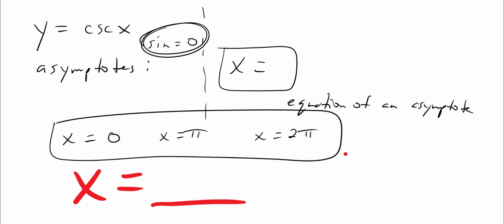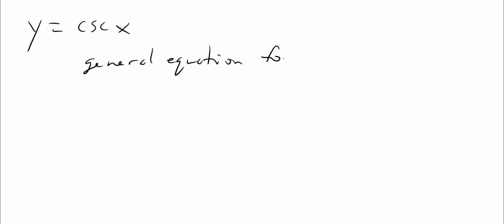Now, if I ask you a general equation, let me clear this out again. Let me write this out: cosecant of x. And if I say a general equation for asymptotes.